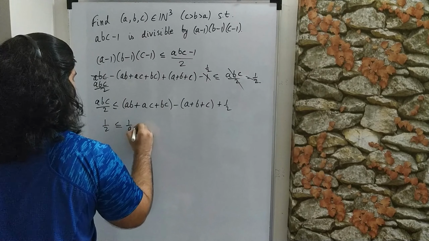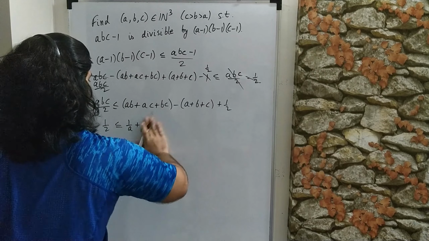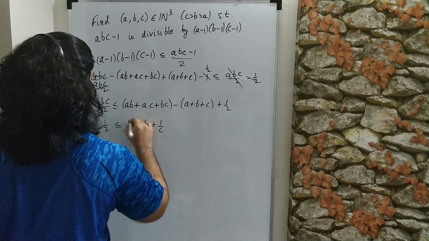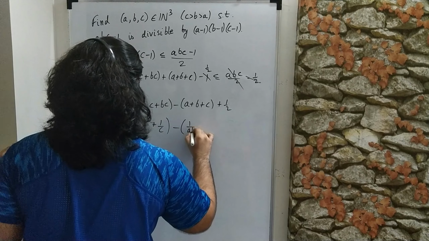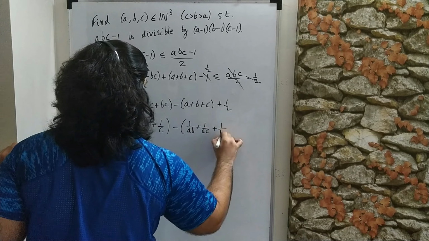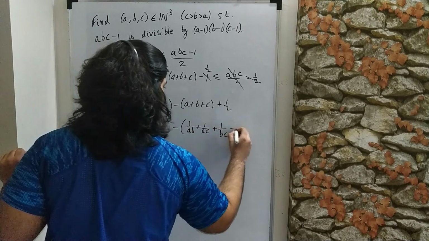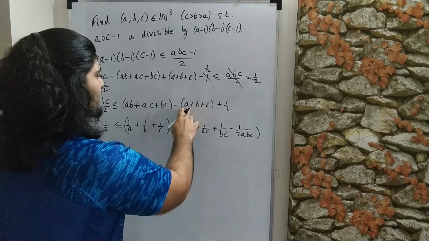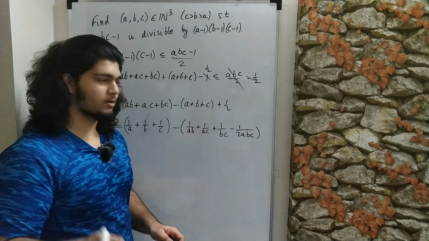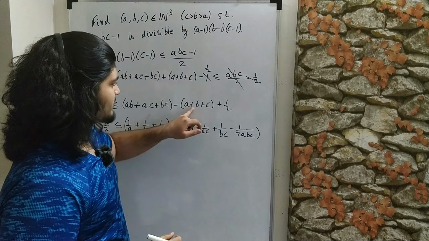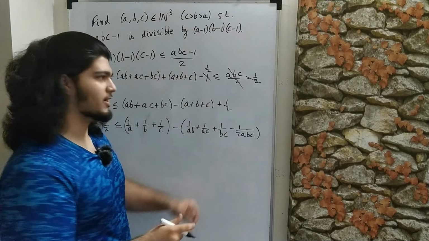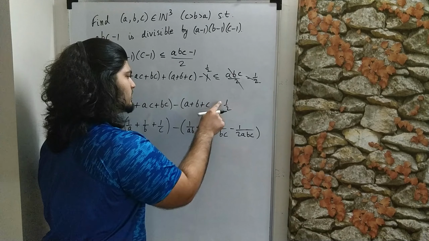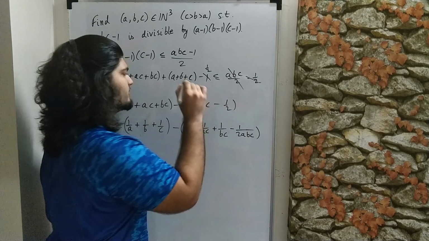So we get 1 by A plus 1 by B, 1 by B plus 1 by C minus 1 by AB plus 1 by AC plus 1 by BC, and I'll take this inside the bracket, so we get minus 1 by 2ABC. But now notice that A, B and C are all obviously greater than 1, so that means a plus b plus c is greater than half, and I can also rewrite this as minus half like that.